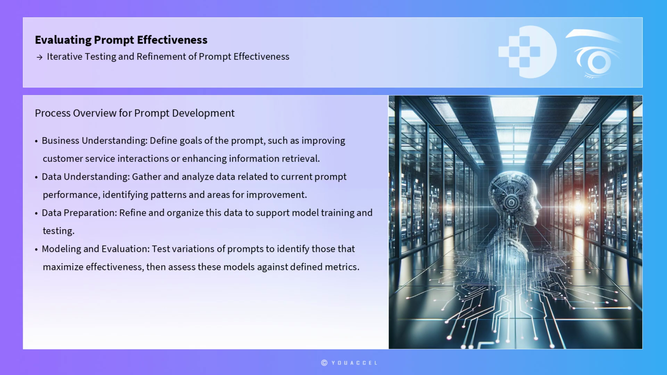For example, in the business understanding phase, professionals define the goals of the prompt, such as improving customer service interactions or enhancing information retrieval. During data understanding, they gather and analyze data related to current prompt performance, identifying patterns and areas for improvement. Data preparation involves refining and organizing this data to support model training and testing. In the modeling phase, variations of prompts are tested to identify those that maximize effectiveness. The evaluation phase involves assessing these models against defined metrics, while the deployment phase focuses on integrating successful prompts into the operational environment.